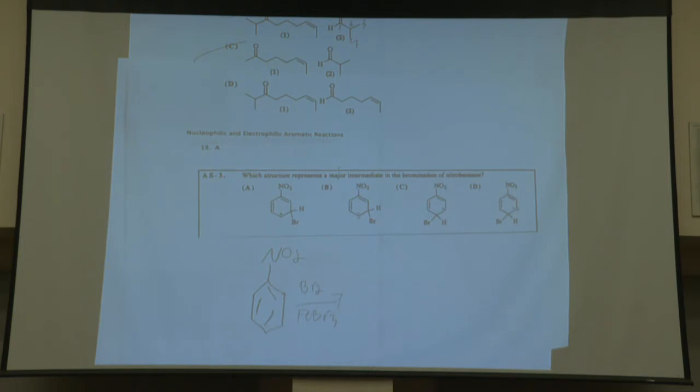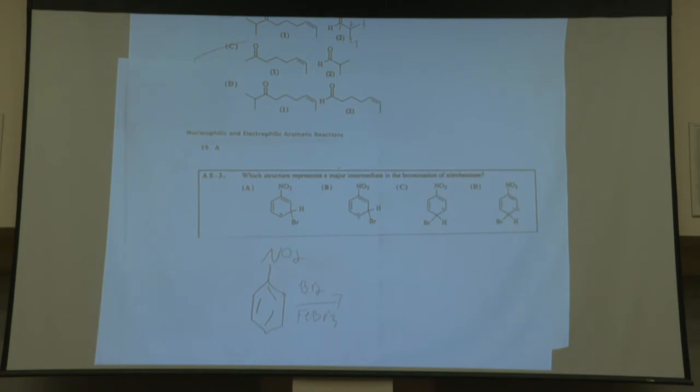Okay, is it going to go meta or para? Meta, right? Here's a trick: if you know your deactivator is making it go meta, it's electrophilic. Or vice versa, if you know your activator is making it go ortho or para, it's electrophilic. Those rules are the opposite for nucleophilic. You guys barely went over nucleophilic, but if you remember seeing something and you know in your head immediately, oh, this is going meta, it's most likely an electrophilic reaction.